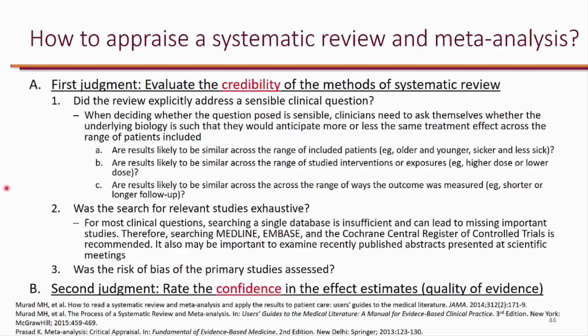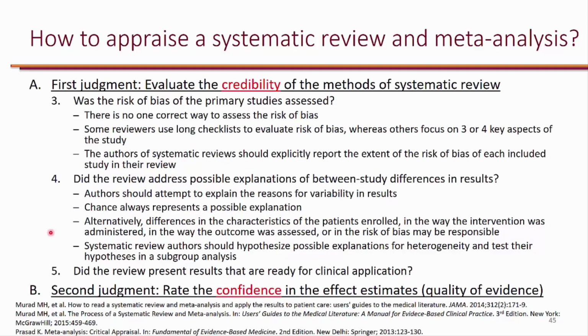And then the next question to ask is, was the search for the relevant studies exhaustive? So typically, did they tell you what databases that they looked at? That's also important when it comes to publication bias. So if they used a single database, for example, there's risk for publication bias, because they miss some of the studies. And when they look at different databases, that increases the credibility.